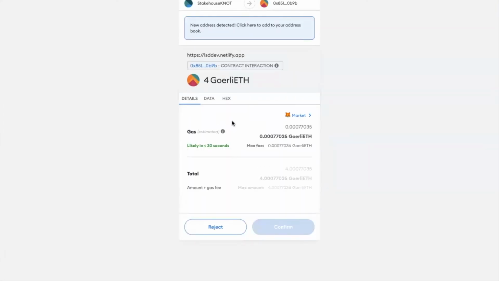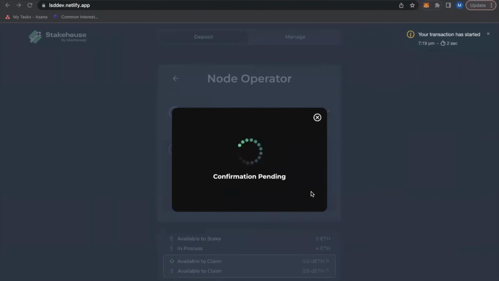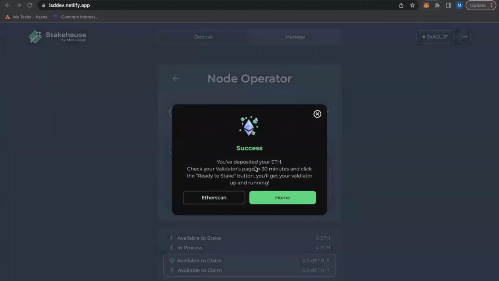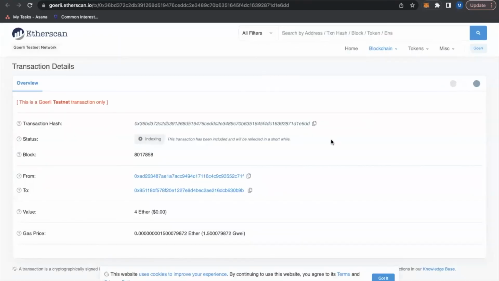Okay, 4 Goerli ETH being sent to the contract interaction. I trust this dApp because we've been working on it, so I'll just click on confirm, but I'd suggest you verify this contract address whenever you're interacting with it, just to be careful. Transaction succeeded. That means my node operator should have been registered. You've deposited your ETH. Check your validator's page in 30 minutes. Can I see on Etherscan? Yes, sir. Okay. All right.